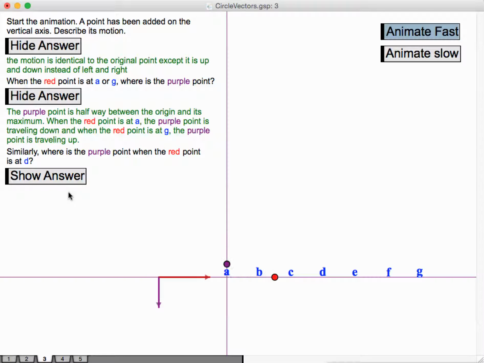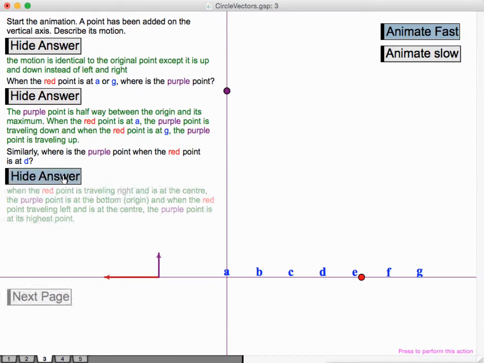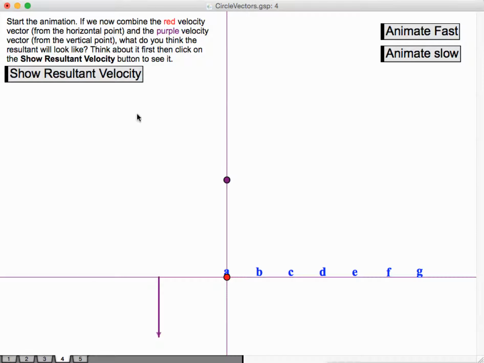And then we have them do that at very specific points, and then hopefully what we're going to do is ask them to try to bring those two motions together. So right now these are separate motions from each other. They have some connection to them based on these previous questions that we've asked. And now we're going to go to the next page to bring that idea together. So if we start the animation, it looks exactly like we ended up in the previous one.